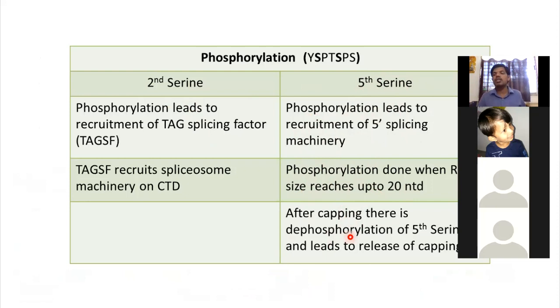is that after capping there is a dephosphorylation. Then the second serine undergoes the phosphorylation. So this phosphorylation leads to the recruitment of the TAG splicing factor. It is also called TAG-SF, meaning splicing factor. So in this process, you have to just keep in mind the names of the factors and their roles. Particularly, this TAG splicing factor will recruit the spliceosome machinery on the C-terminal domain or CTD. One by one, we will learn this particular mechanism.